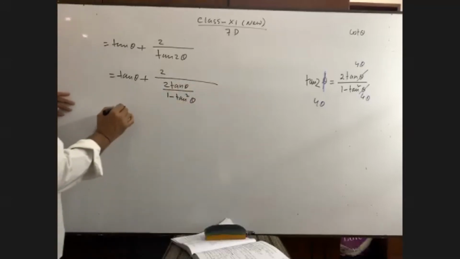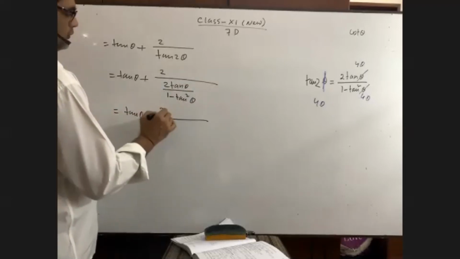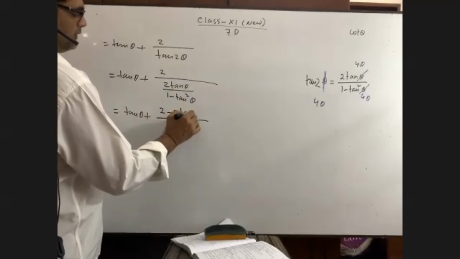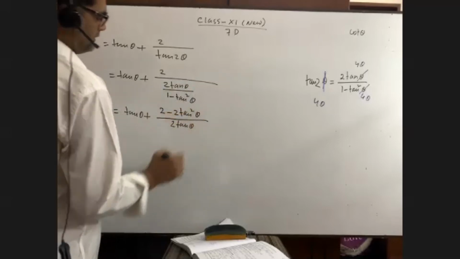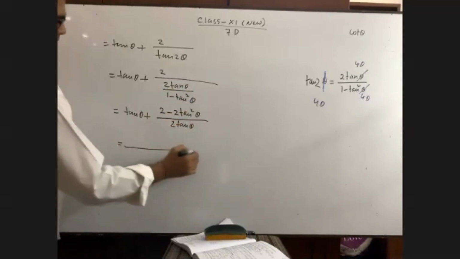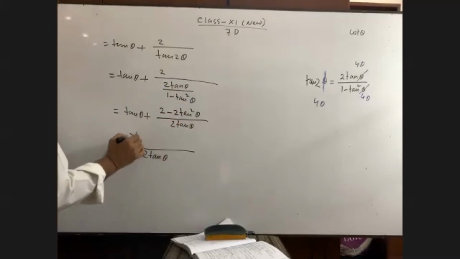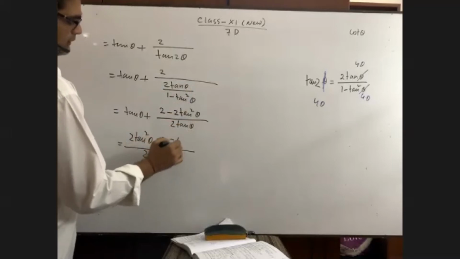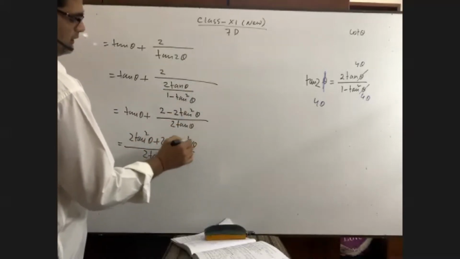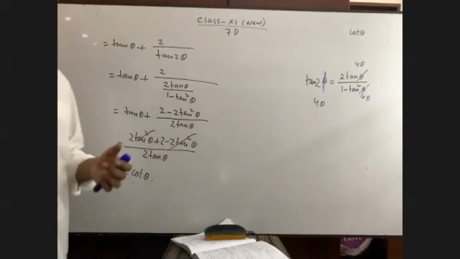That is tan theta into 2 minus 2 tan square theta by 2 tan theta. Get LCM 2 tan theta, that is 2 tan square theta plus 2 minus 2 tan square theta. It will be omitted, so it is cot theta. And it is the right hand side.